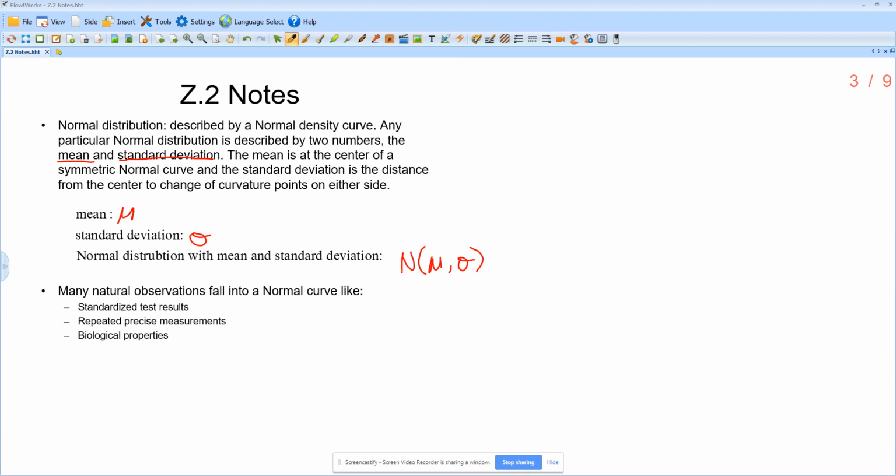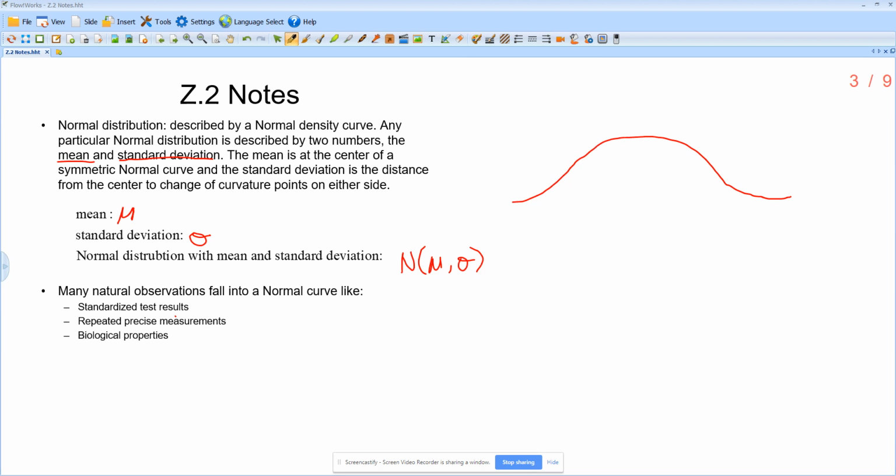Many natural observations that we see in the world fall into a normal-like curve. Standardized test results would be one example. When we're talking about the normal curve, we're talking about something that looks like this, where you have a little bit happening on either end and then most happening in between. A standardized test mimics that. We have just a few people who are going to go far beyond, a few people who are going to fall far behind, and then most of our people being somewhere in the middle.